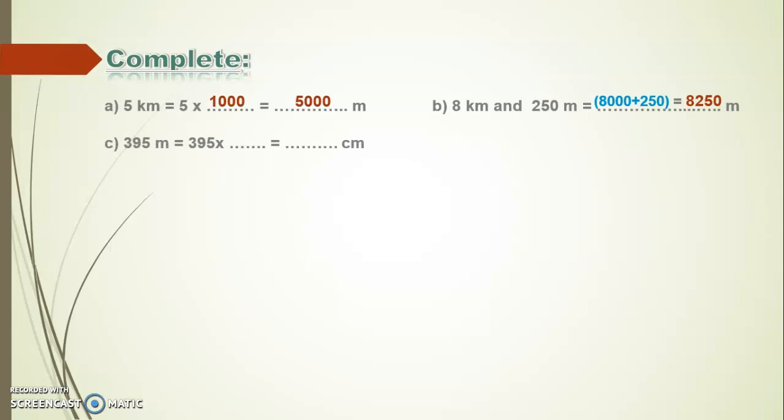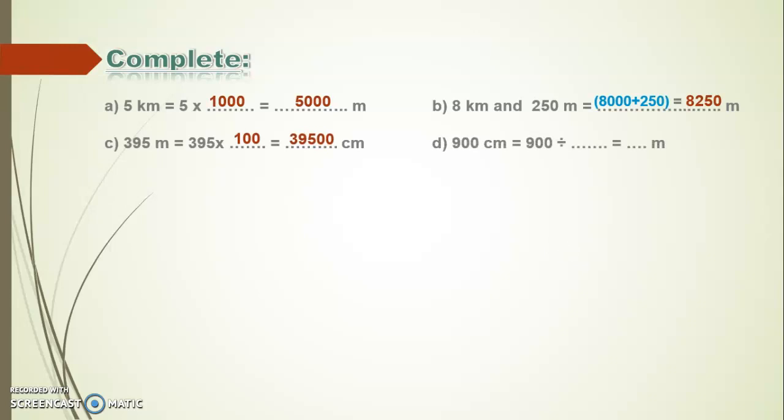395 meters equals 395 times dots equals dots centimeters. To convert from meter to centimeter, I have to multiply by 100. So my answer will be 39,500 centimeters.